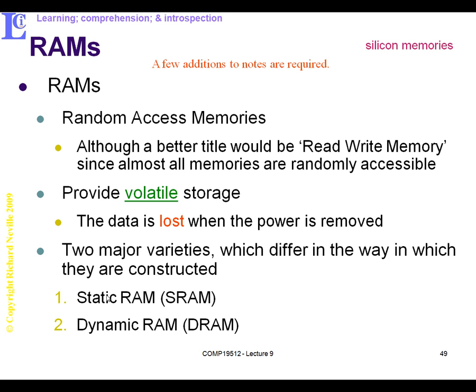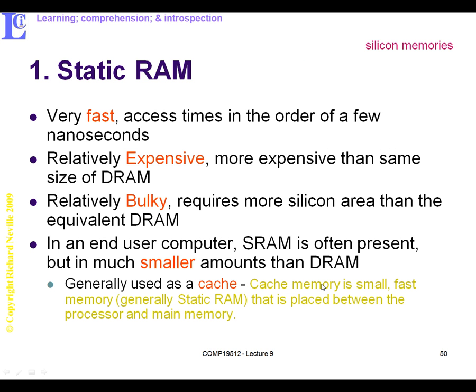Now we're going to talk about two particular types, and this is where the naming convention S and D comes in. Static RAM is one type, and they're constructed differently, and a DRAM. So let's go and look at these. Remember, both SRAMs and DRAMs themselves are volatile. So let's look at static RAMs first.